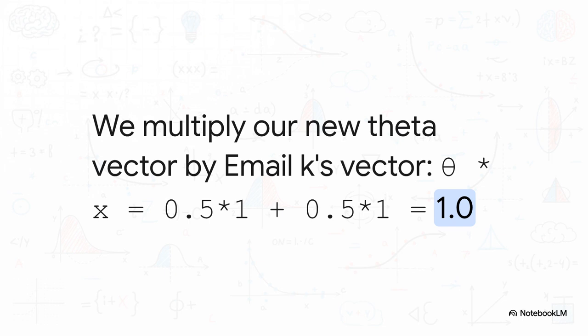Now the prediction part is way easier than the training part. All we do is multiply our learned theta vector by this new email's vector. And since most of the email's features are 0, a lot of this math just disappears. We're left with 0.5 times 1 for the vaccine feature, plus 0.5 times 1 for the Nigeria feature. Add them up and you get exactly 1.0.